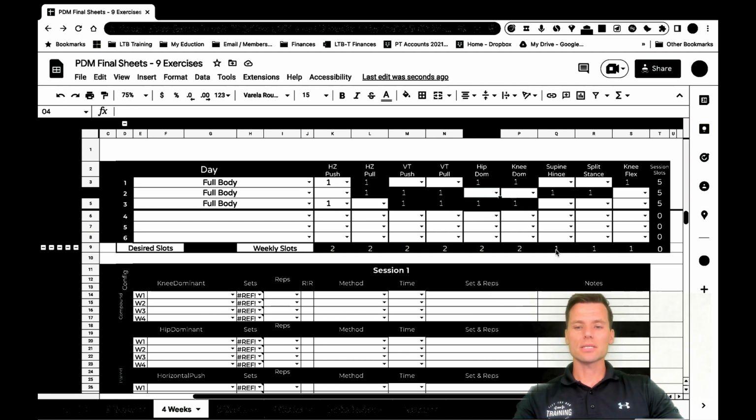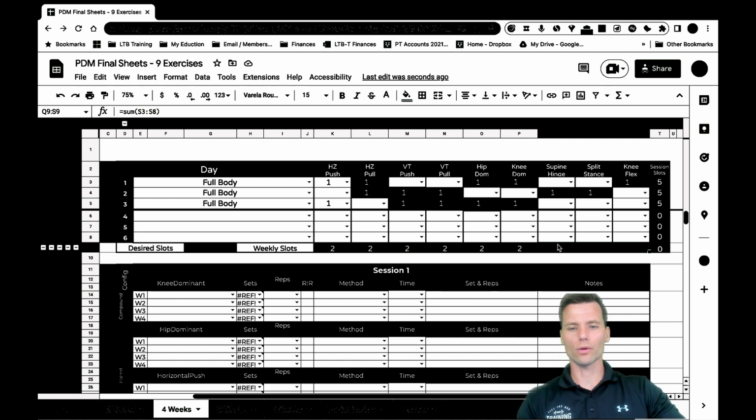The other thing that we'll notice is that the supine hinge, the split stance work, and the knee flexion are only being trained once in the week. And what do we do typically if a muscle's only being trained once in a week? We may want to increase the training stress with some intensification method because they've got such a long recovery period. Now, that might be the case for something like a chest or delts, but anterior delt, for example, would actually be trained with horizontal pushing, right?